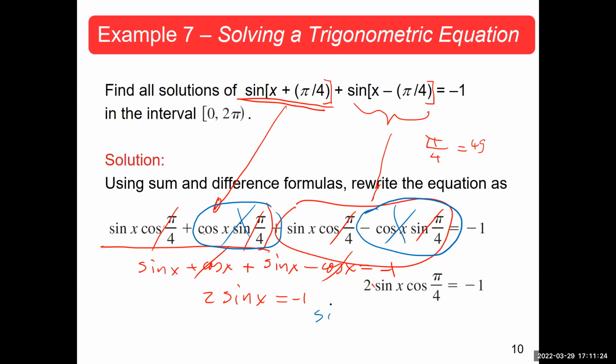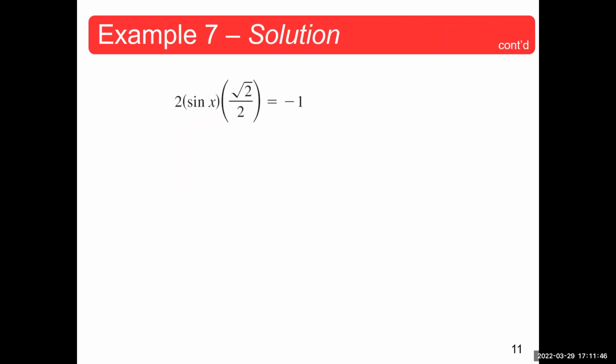So they said here 2 sine of x, that's square root 2 over 2 equal -1. Then you isolate all of these numbers, you get a different solution. I think both of them are correct. So we end up with sine x equal -1 over square root of 2, but still both of them are correct.